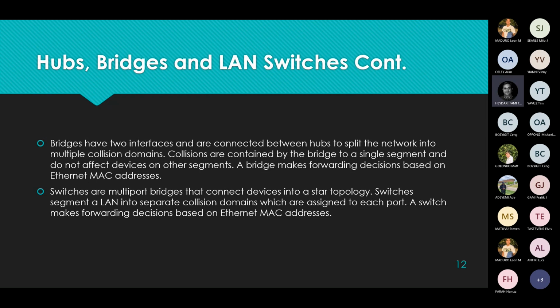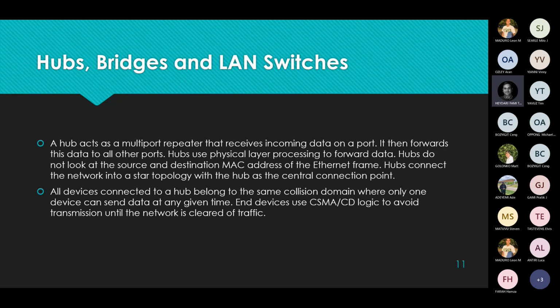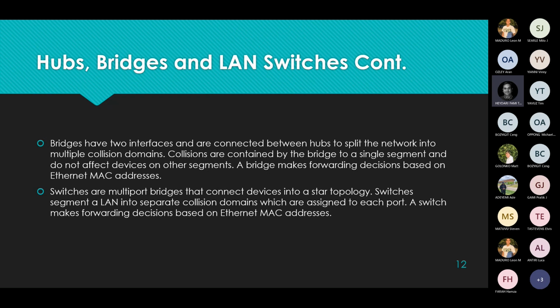If collision happens, then we have solutions like CSMA/CD, carrier sense multiple access with collision detection, in place to specify that the collision has happened, and therefore all those nodes that contributed to the collision are going to back off for a random period of time and then try to resend after that time. In this way, we try to avoid collision if we can.